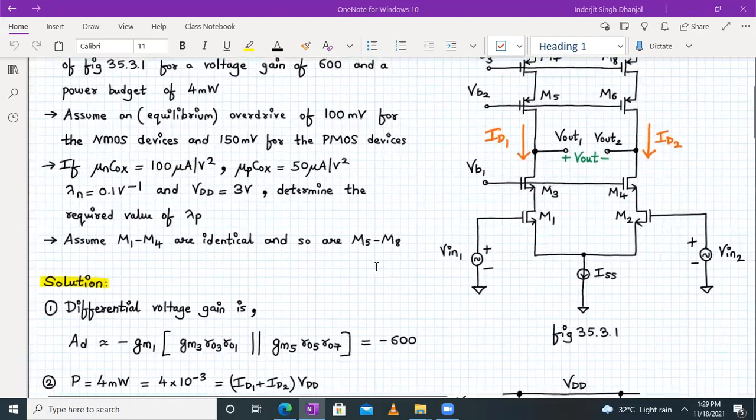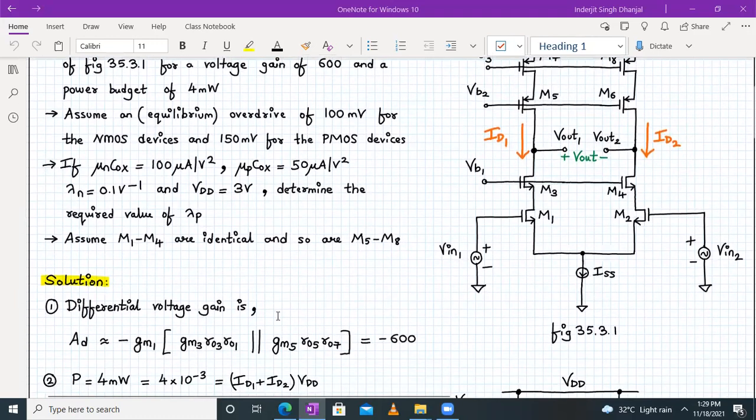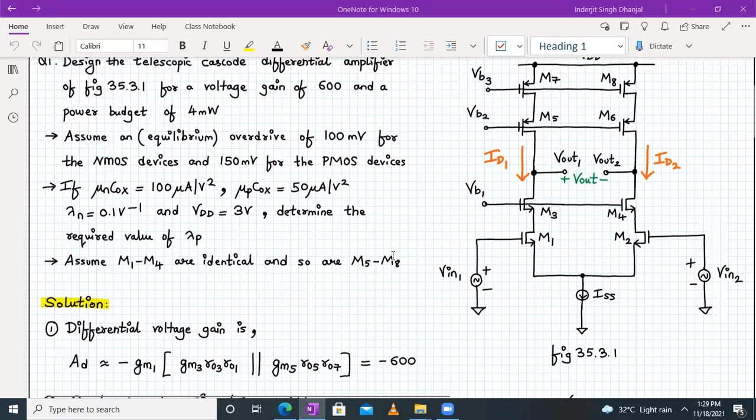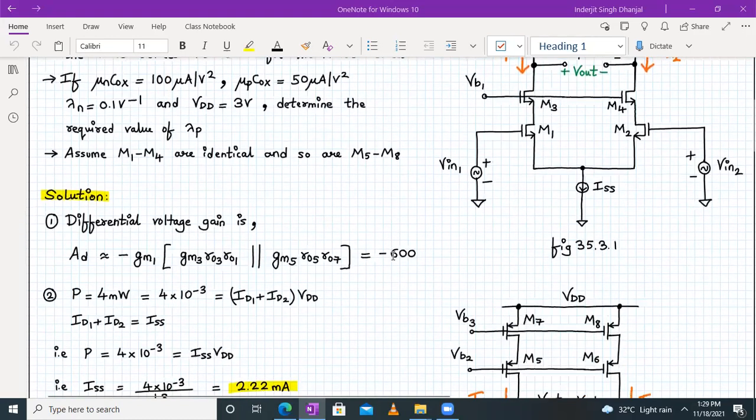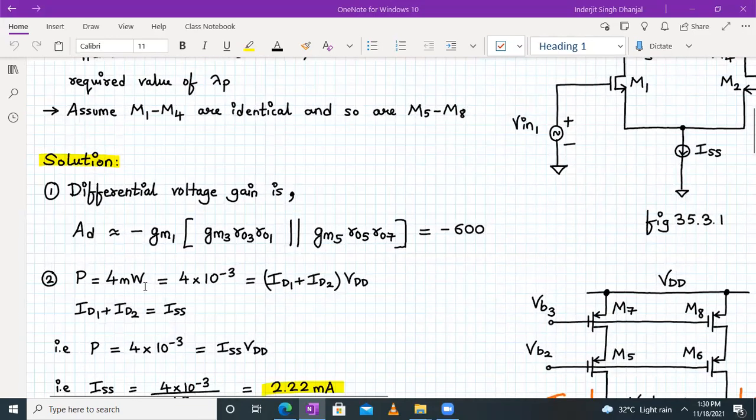We know that the differential gain formula for this telescopic cascode amplifier is given by AD approximately equal to minus GM1 into GM3 RO3 RO1, parallel to GM5 RO5 RO7, and that is equal to minus 600, because the magnitude is given as 600. So AD will be minus 600 over here.